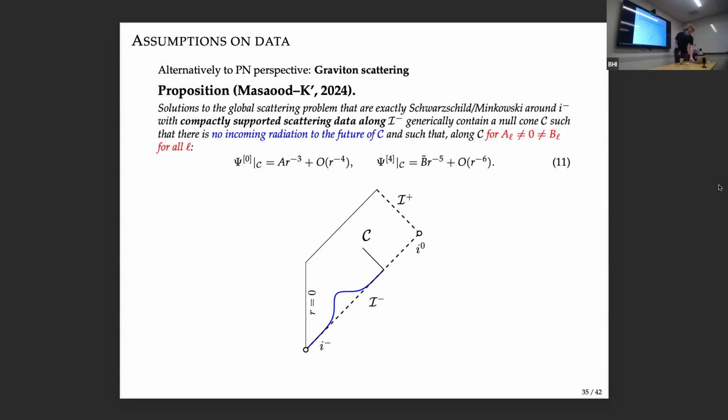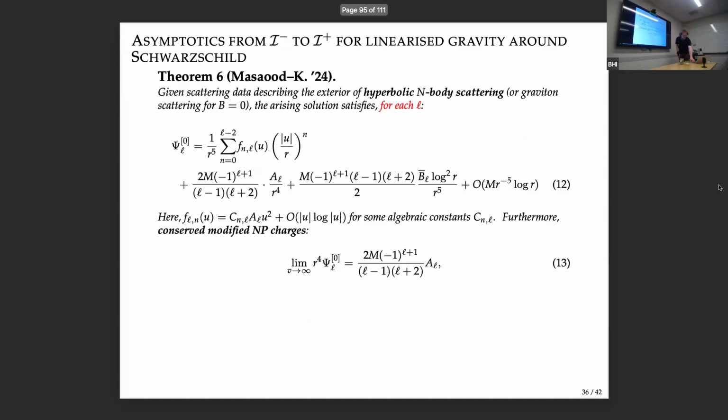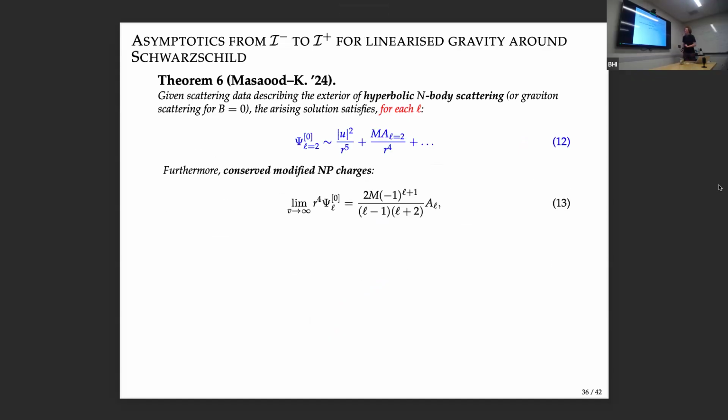Okay, and the result now is here. It looks simple like this. So you can find the complete asymptotic description of the resulting solutions. So if you have scattering data describing the exterior of hyperbolic n-body scattering, as on the previous slide, then you can prove that C0 will have a term that is like u squared over r to the 5 plus a 1 over r to the 4 term.